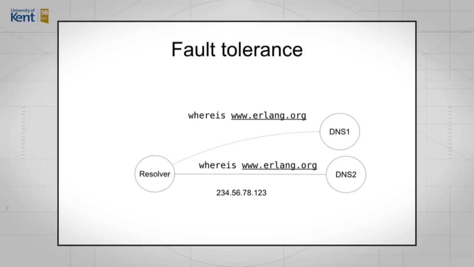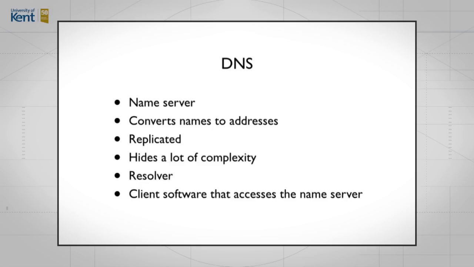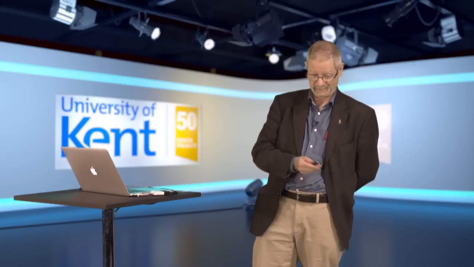DNS is made reliable by having several replicated copies of the same information. So your computer will actually have several DNS servers that it knows about. It'll ask the first one, where is Erlang.org? And if it doesn't get a reply from the first one, or if the first server is broken, then it'll ask the second one. And this is a very reliable way of doing things. The chances that all the DNS servers are broken at the same time is very small. So DNS is a name server. It converts names to addresses, and it's replicated.